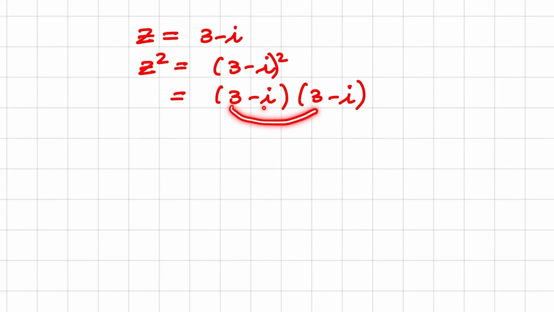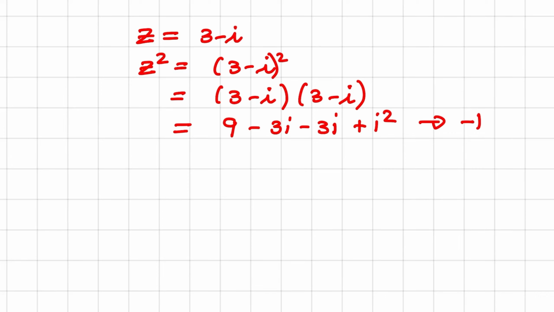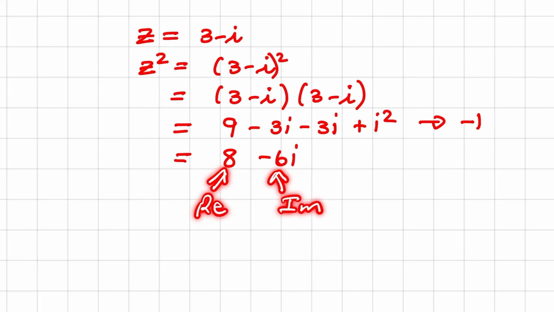And I expand as I did in the first example by multiplying everything in the first set of brackets with every term in the second set of brackets. So when I expand, I have 9 minus 3i minus 3i plus i squared, where i squared is equal to negative 1. So that will be 9 minus 1, which is 8, and negative 3i minus 3i, which is negative 6i. Notice again that I present my example in 2 parts, the real part and the imaginary part.